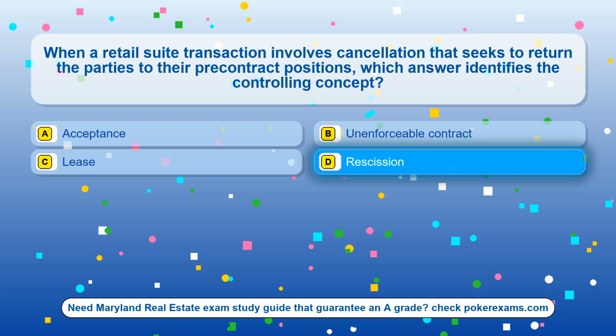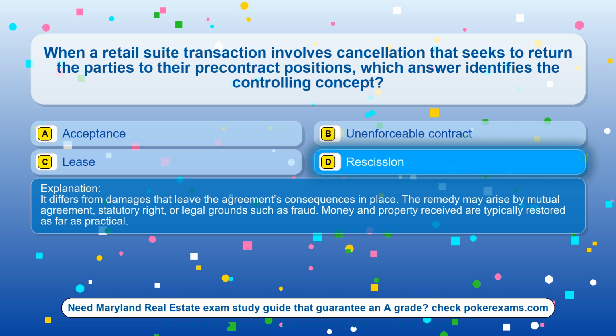The correct answer is option D. Rescission. It differs from damages that leave the agreement's consequences in place. The remedy may arise by mutual agreement, statutory right, or legal grounds such as fraud. Money and property received are typically restored as far as practical.